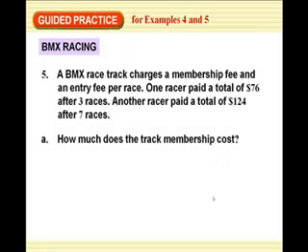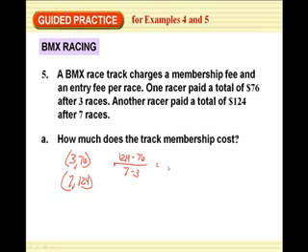There it is. The BMX race charges a membership fee and an entry, same kind of thing. So 3 races is 76, 7 races is 124. Let's find our slope. 124 minus 76 over 7 minus 3. 98 divided by 4.